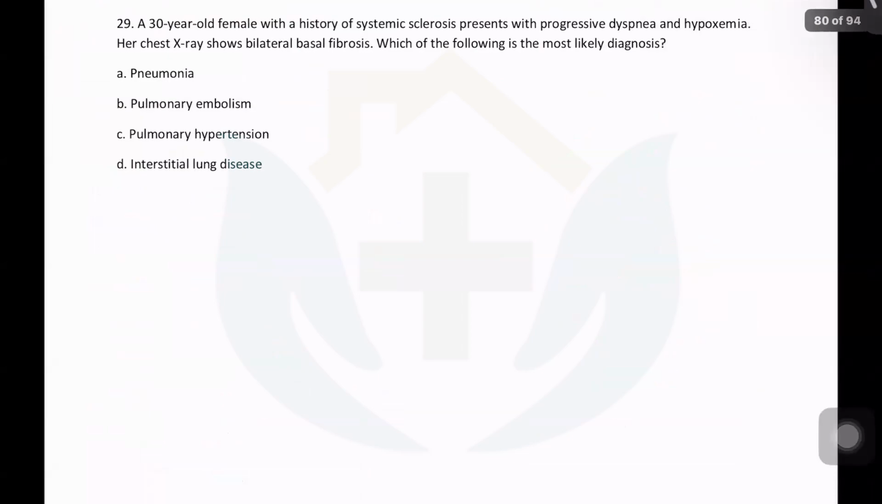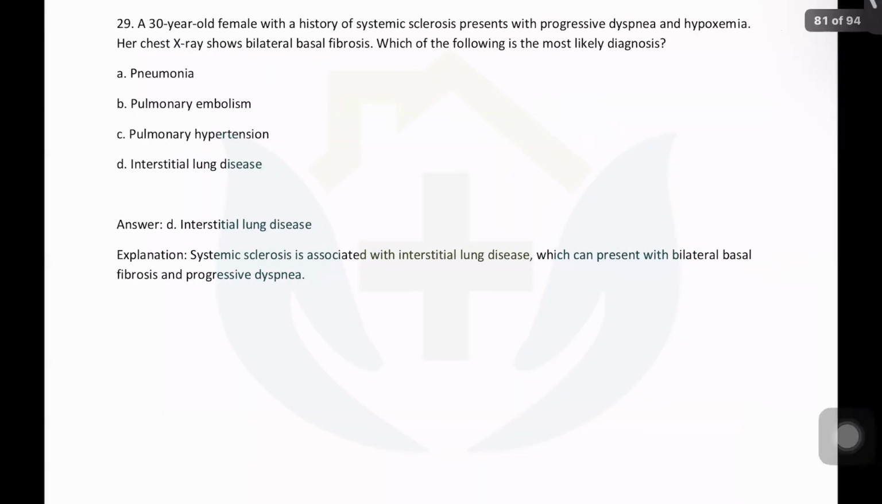A 30-year-old female with history of systemic sclerosis presents with progressive dyspnea and hypoxia. Her chest X-ray shows bilateral basal fibrosis. Which of the following is most likely diagnosis? It is interstitial disease or pulmonary hypertension. There are two diagnoses basically. So pulmonary hypertension is also there because that is why she is progressively dyspneic and hypoxemic. This question in itself is not a great one because ILD is there, but the patient is dyspneic and hypoxemic because of pulmonary hypertension. That is an integral component of systemic sclerosis.